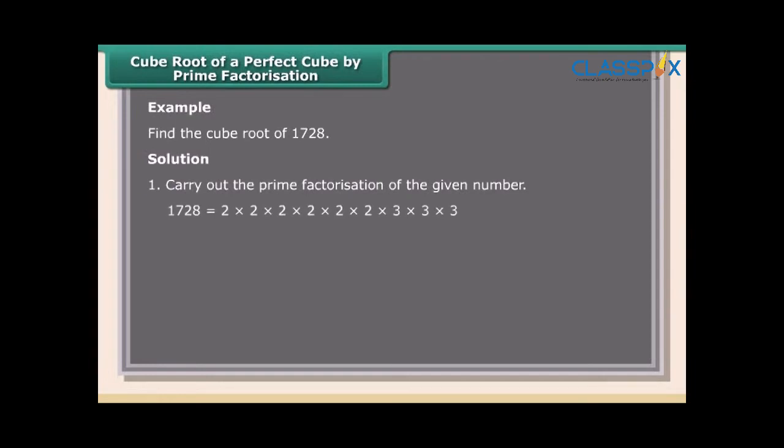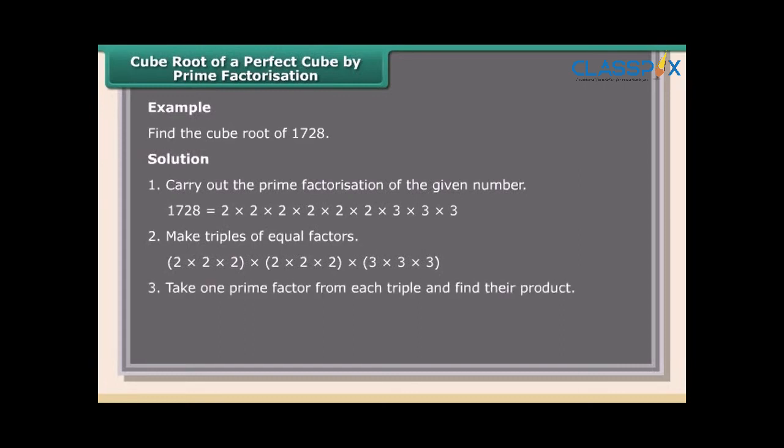1728 is equal to 2 × 2 × 2 × 2 × 2 × 2 × 3 × 3 × 3. Make triples of equal factors: (2 × 2 × 2) × (2 × 2 × 2) × (3 × 3 × 3).